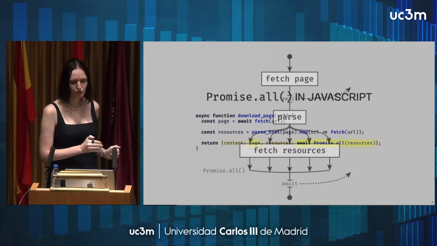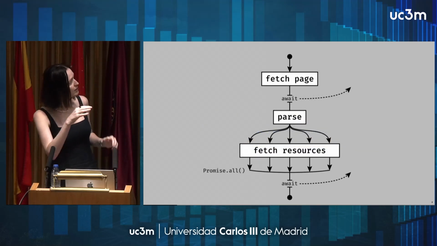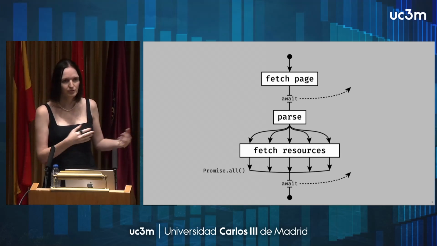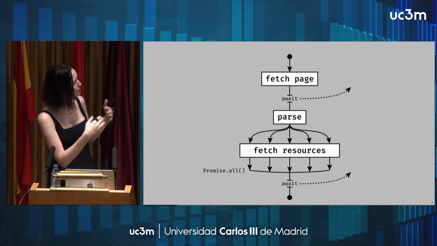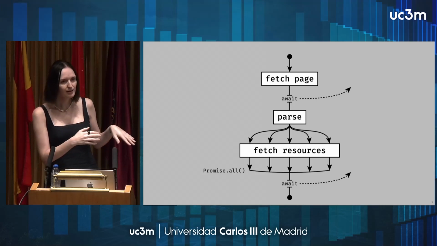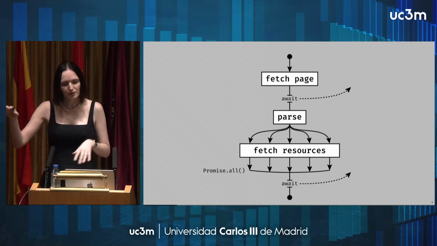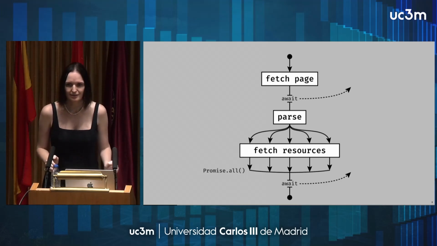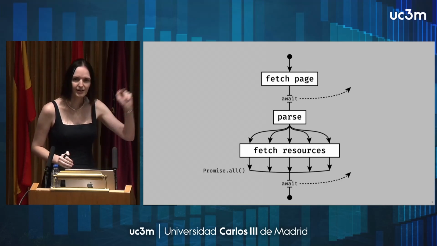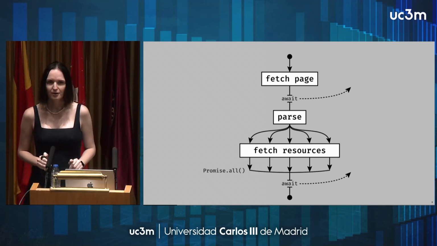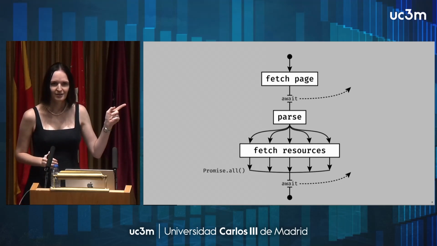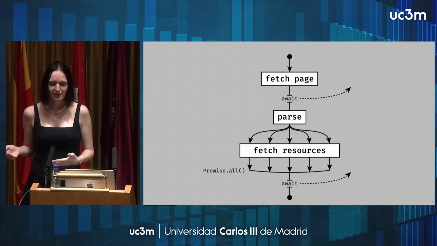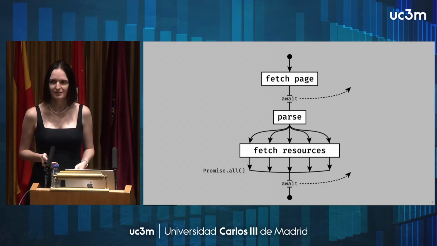So you fetch the page and await it, so the browser, or the JavaScript engine, can do something else. Then you parse it, then fetch all the resources, and then await for all of them. The browser can do something else, and then the function is finished. It's really easy. That's why I love JavaScript. Do you like it? Yeah. Why can't we do this in C++ easily?